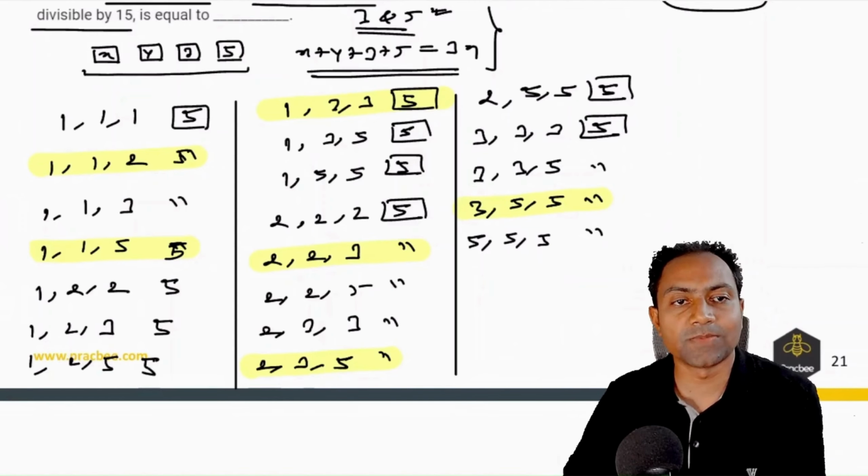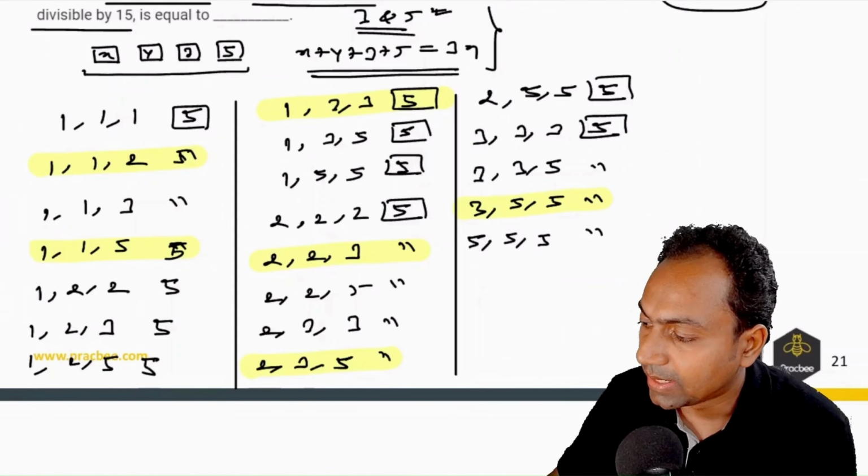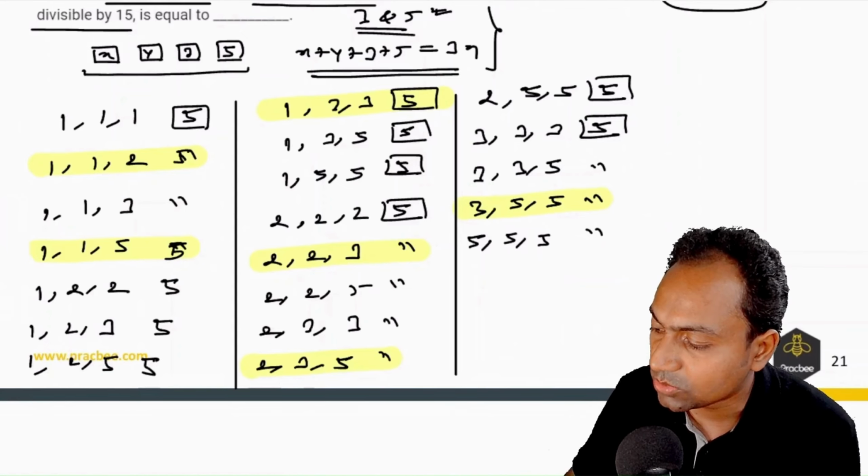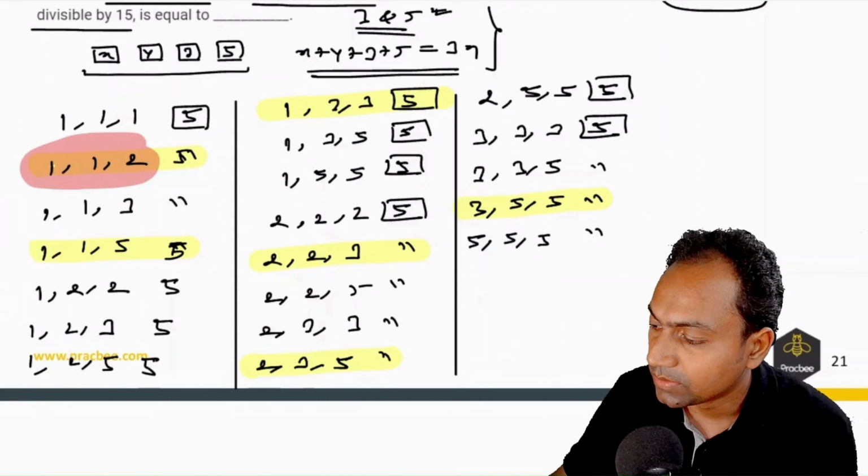So you can see that this many cases that I have highlighted are possible. And if I arrange this, I will get my answer. So now what I can arrange is the first 3 digits. So this I can arrange, the last part I cannot arrange. So let us do that.